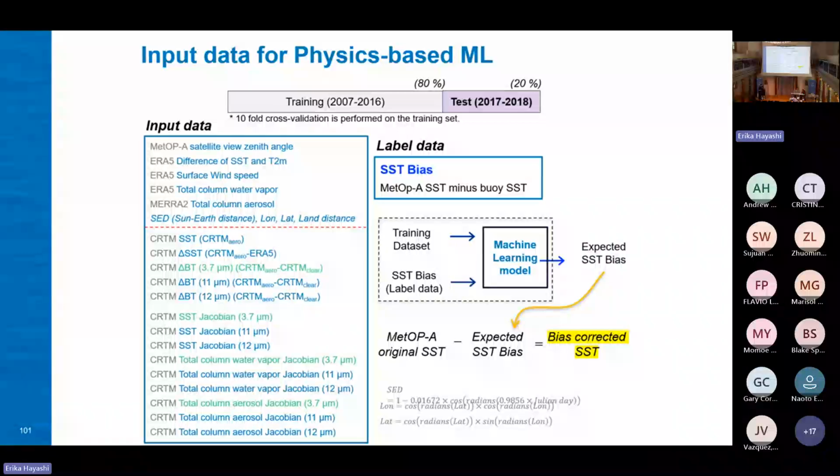And our target data is the SST bias between method A SST minus in situ SST. Using this training data set and this library data, the machine learning model predicts the expected SST bias under specific condition. Then we can subtract this expected SST bias from the original method A SST. Then we can get the bias corrected SST.